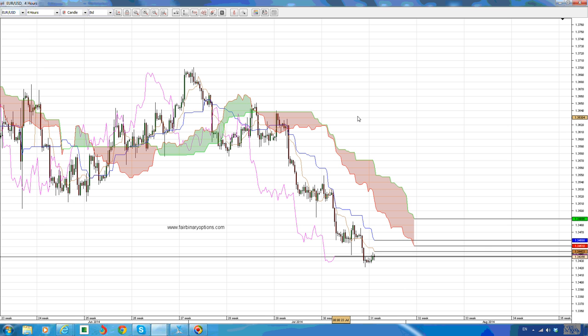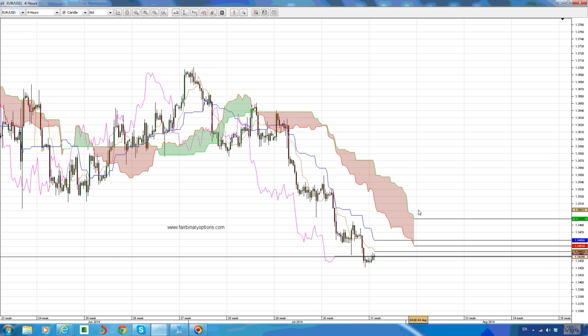So Ichimoku is formed out of the cloud. The thicker the cloud, the stronger the support and resistance. The thinner is the opposite, of course. The blue line here represents the Kinjun line. This brown line here represents the Tenkan line.